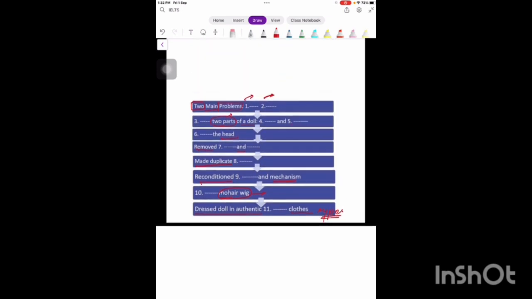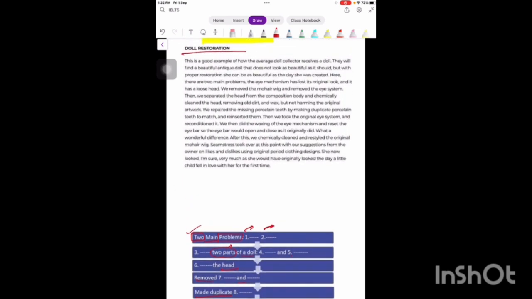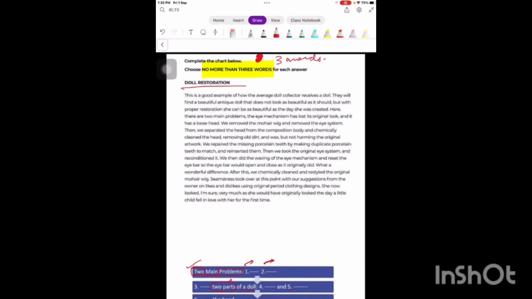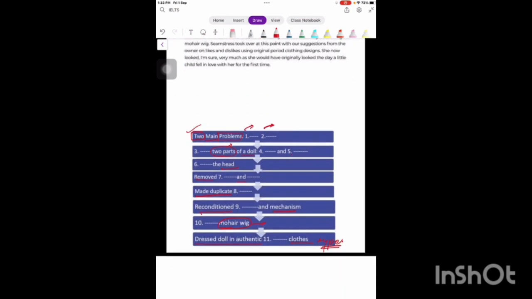Dress doll in the authentic dash clothes. So they're talking about a type of clothing in which the doll is dressed. Now let's look at what the two main problems are. Let's try and look at the word problem. I've seen this keyword here. So here there are two main problems. The eye mechanism has lost its original look and it has a loose head. So the two main problems, I'm going to write down in capital letters here.